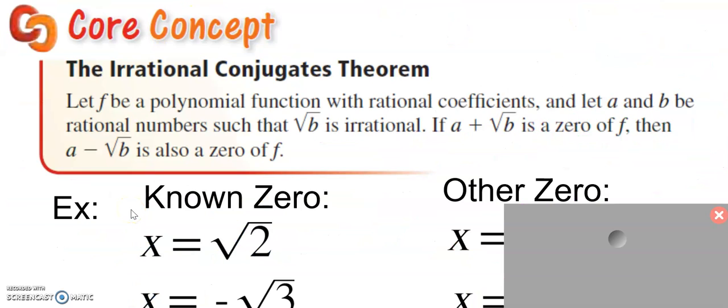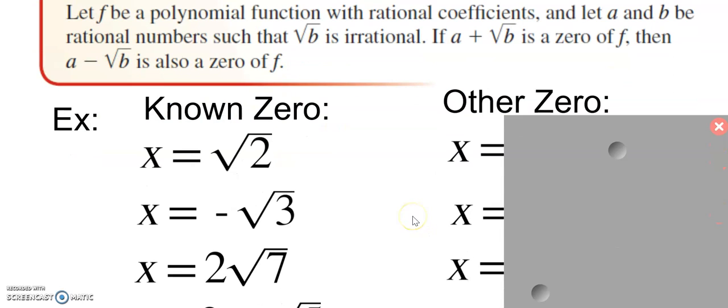Okay, so this leads us to what we call the irrational conjugates theorem. It's really just saying what I just said. It's just more formal. You don't need to memorize the formalness. You just need to understand what it means. So let f be a polynomial function with rational coefficients, and let a and b be rational numbers such that root b is irrational. If a plus root b is a 0 of f, then a minus root b is a 0 of f.